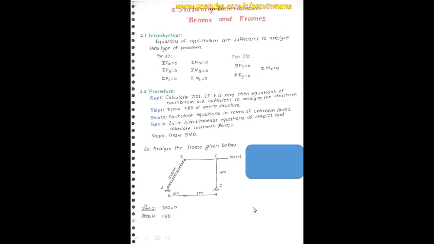Now in the second unit we will see stability of beams and frames, whether they are statically determinate or indeterminate. We will see that in the next video.